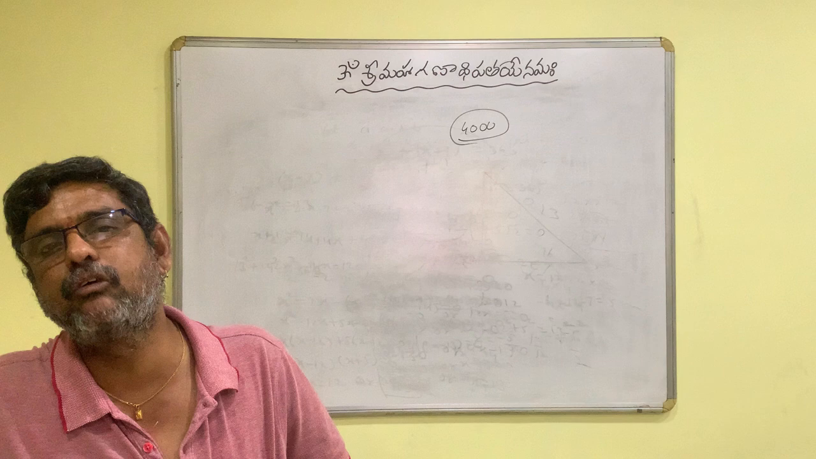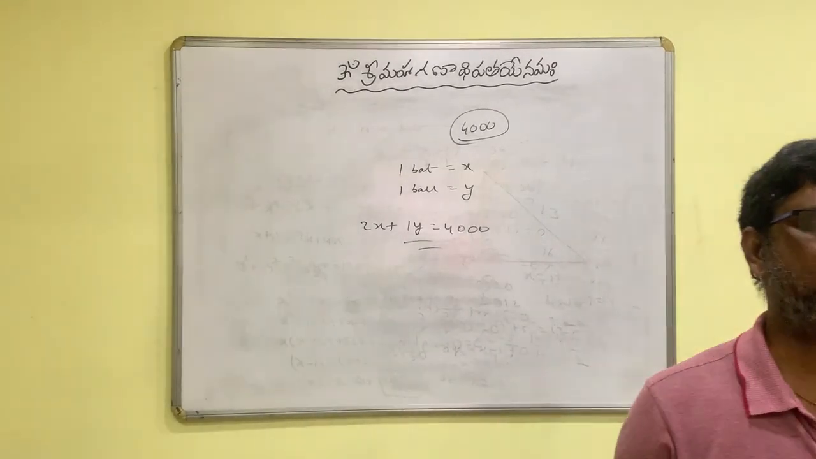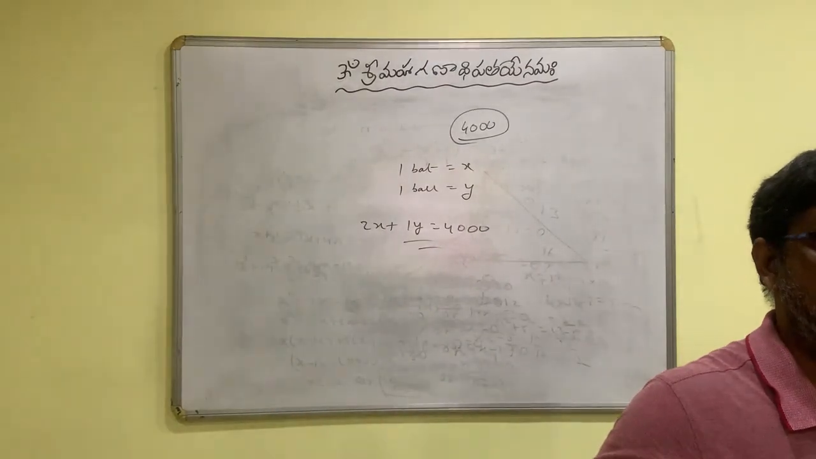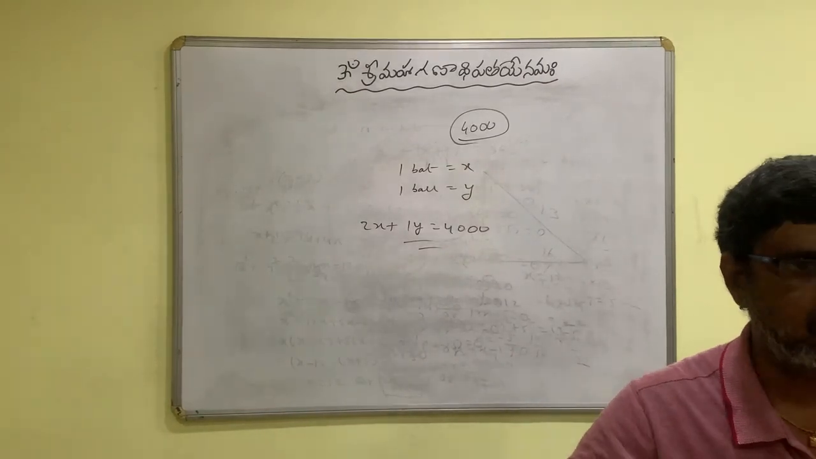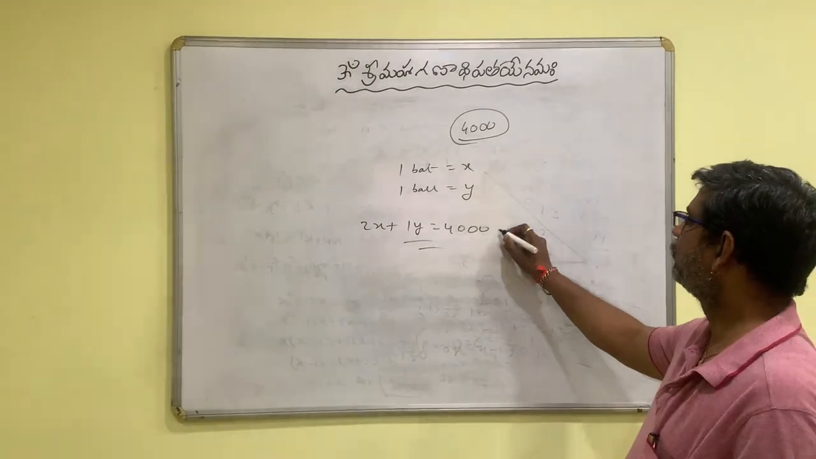Then immediately what has he done? Cost of one bat X rupees, one ball Y rupees. So two bats 2x plus 1y is equal to 4,000. Immediately he responded like this. Cost of one bat is X rupees and cost of one ball is Y rupees. So one bat X rupees, then two bats 2x rupees and one ball Y rupees. So 2x plus y is equal to 4,000.